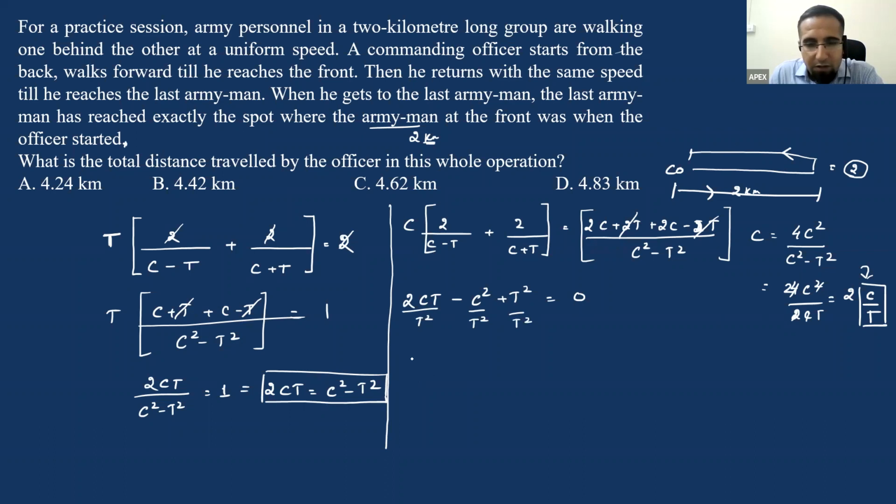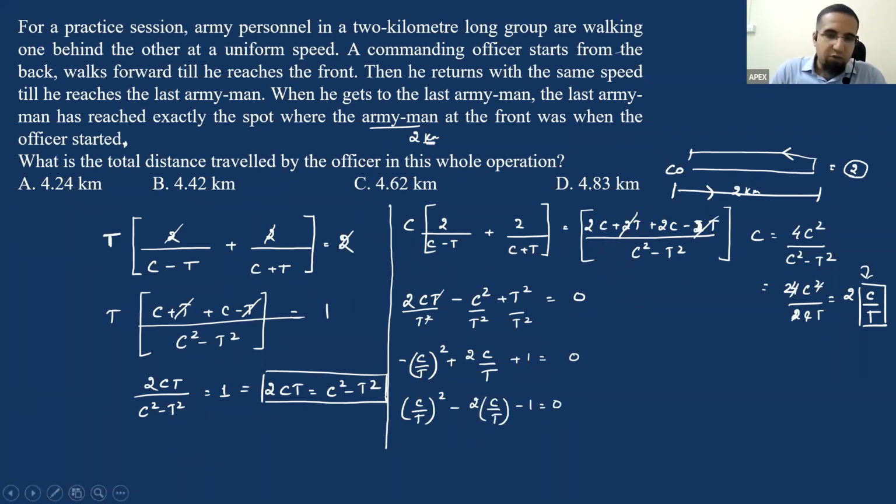T and t get cancelled. So we have, let's say, minus c by t whole square. Then you have plus 2 times c by t. And then we have plus 1 is equal to 0. Or we can simplify this as c by t whole square minus 2c by t minus 1 is equal to 0. Clear, guys? So when we solve this quadratic equation, let's assume that c by t is equal to r.